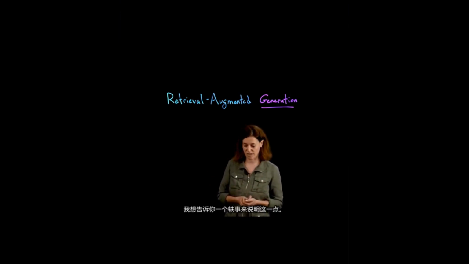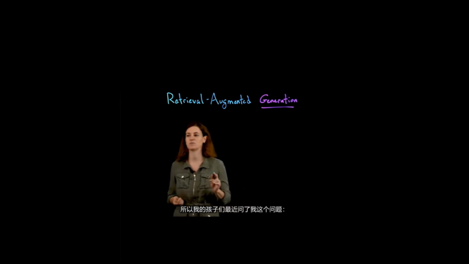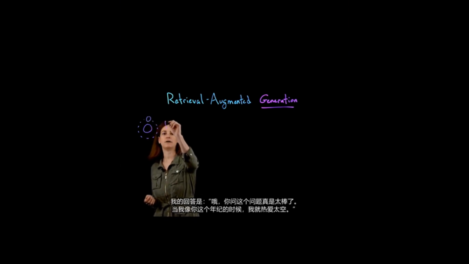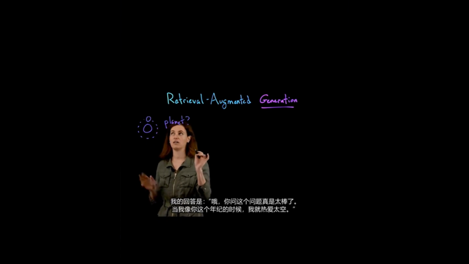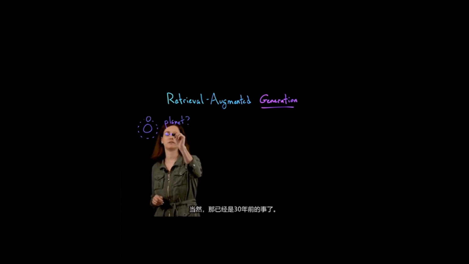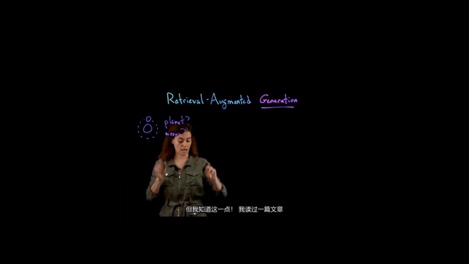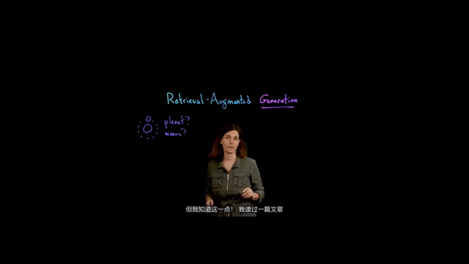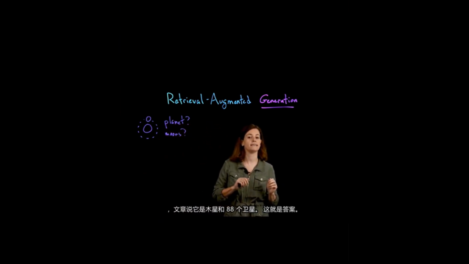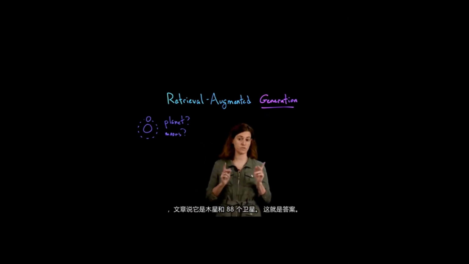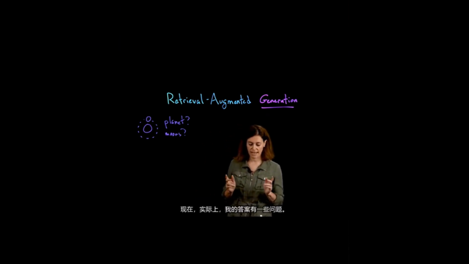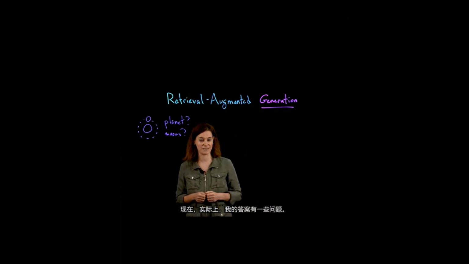I want to tell you an anecdote to illustrate this. So my kids, they recently asked me this question. In our solar system, what planet has the most moons? And my response was, oh, that's really great that you're asking me this question. I loved space when I was your age. Of course, that was like 30 years ago. But I know this. I read an article, and the article said that it was Jupiter and 88 moons. So that's the answer. Now, actually, there's a couple of things wrong with my answer.